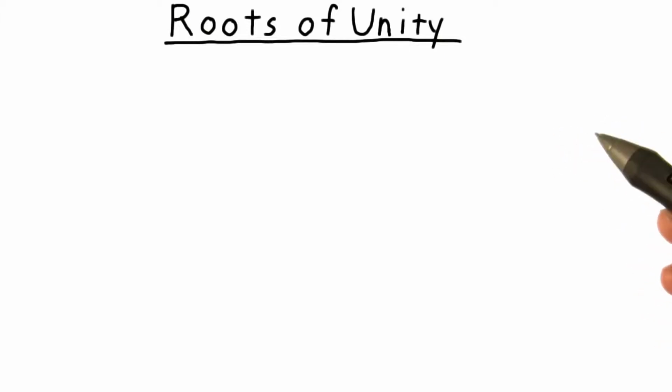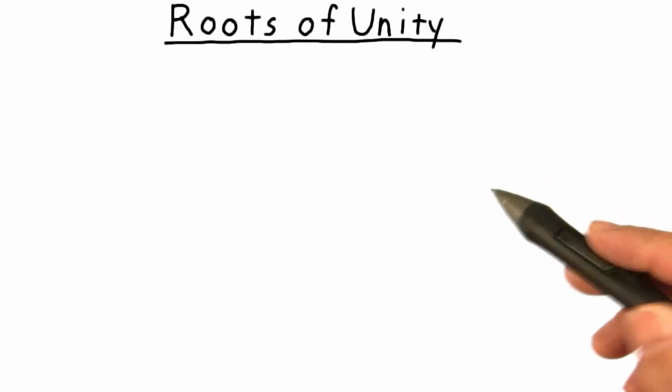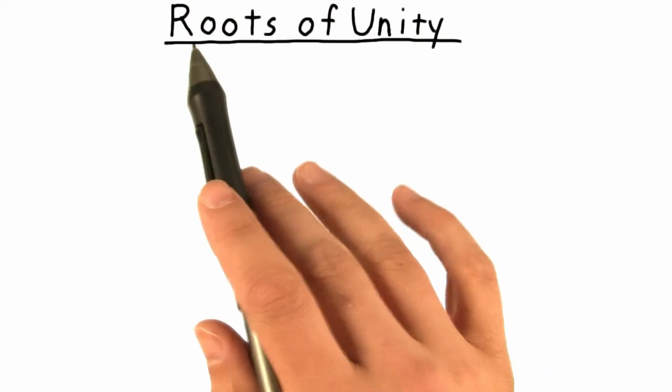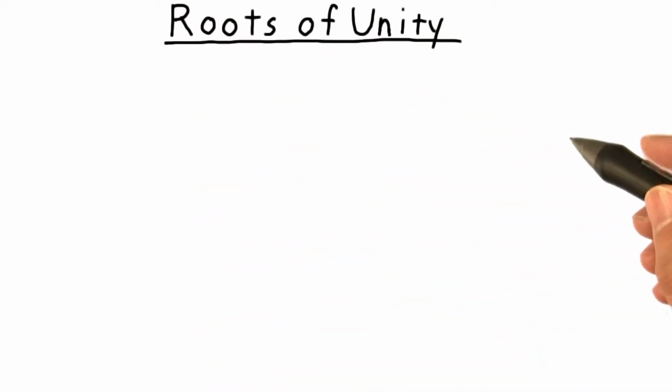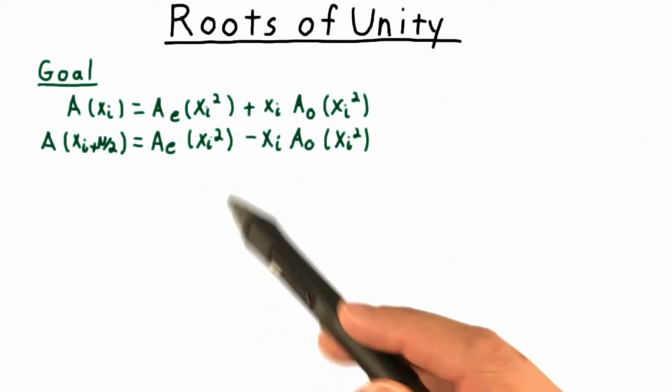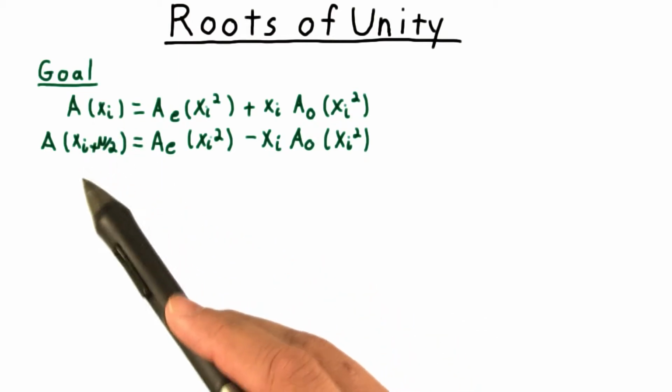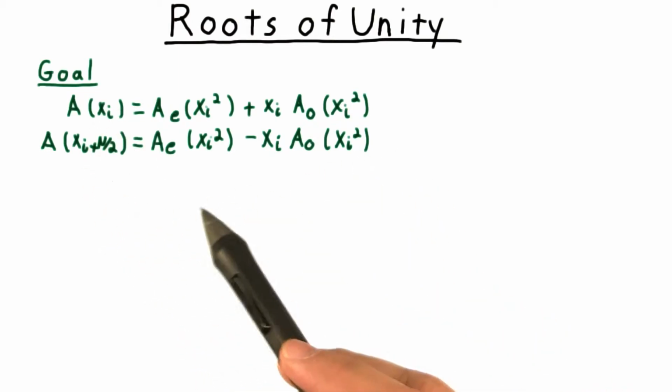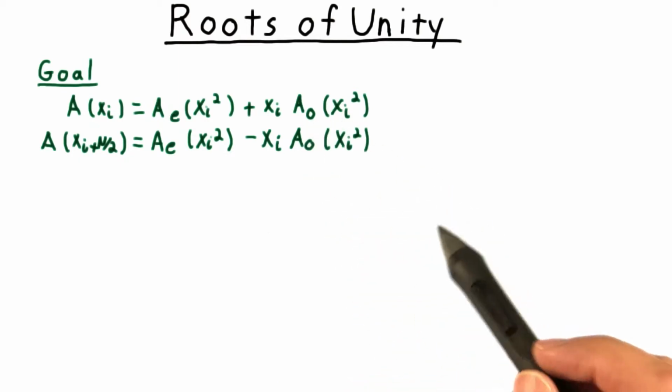The desire to apply the trick of using positive-negative pairs recursively leads us to a very special set of points called the roots of unity. Recall that our goal is to compute two values of a polynomial for the price of one by dividing the terms up into even and odd powers.